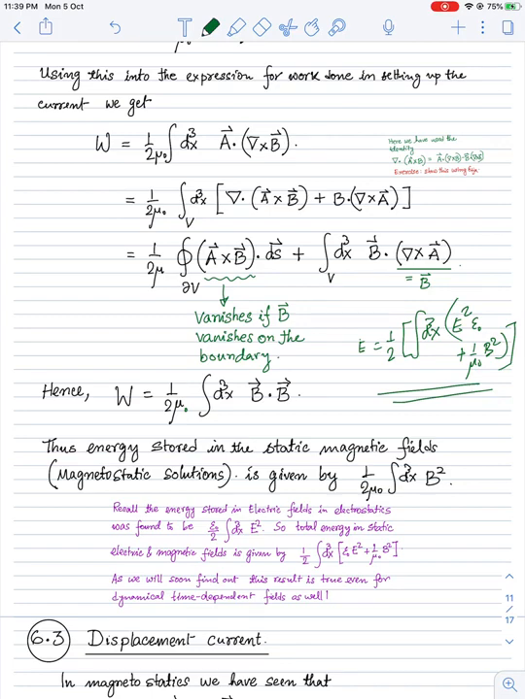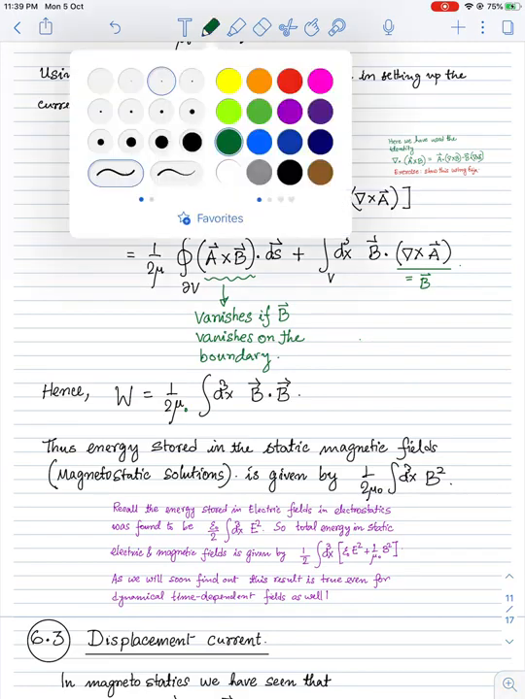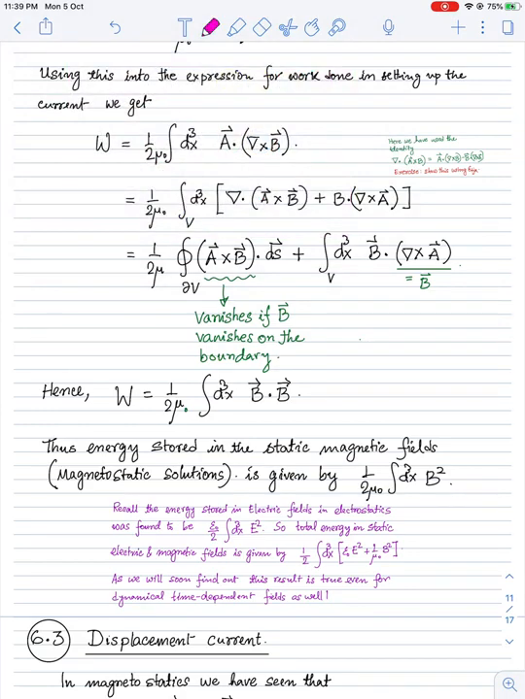Now, as you can see, we haven't involved time-dependent dynamics. Ultimately the currents are steady currents, and we are talking about electrostatics and magnetostatics. There is no dynamics in this expression of energy. But as we will see later, this expression for energy is actually very general, and it is applicable even in dynamical situations.